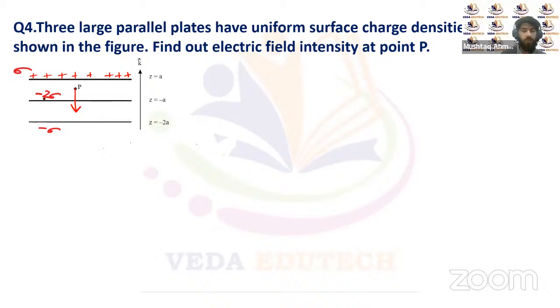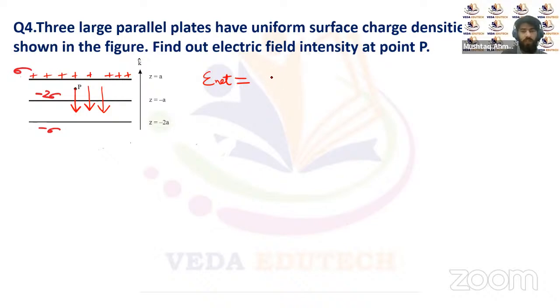Similarly for minus 2 sigma, the field has to be towards the negative plate, so it will be along this direction. For minus sigma, it will be once again along this direction. It means the net field will be the sum of all the three fields, and they are parallel to each other. So we'll just algebraically add all the three fields to calculate the net field.